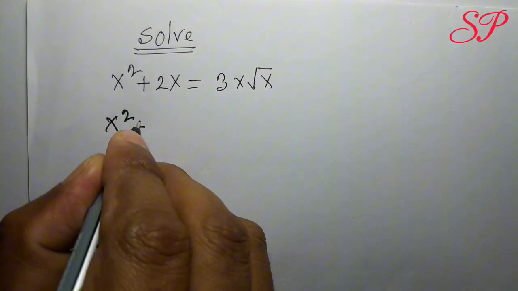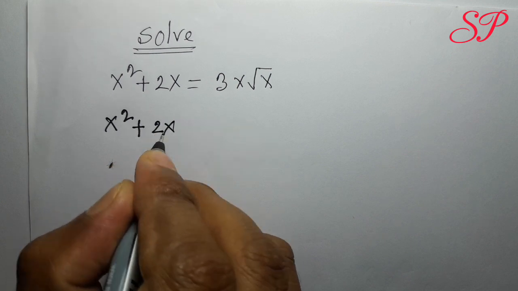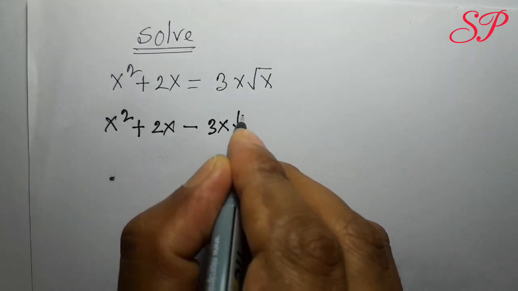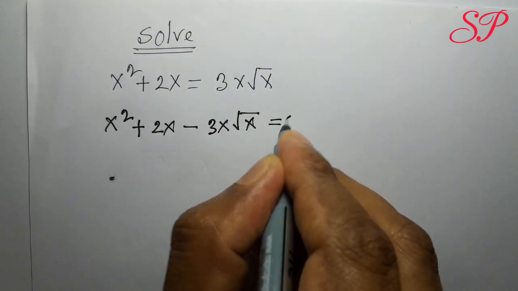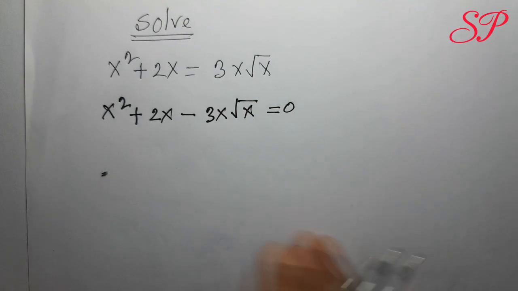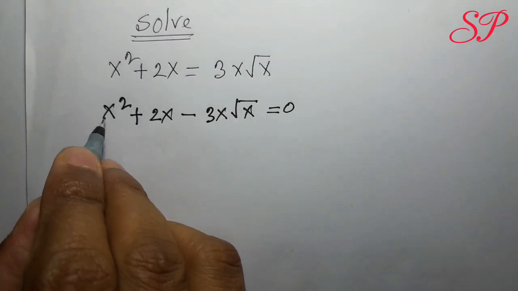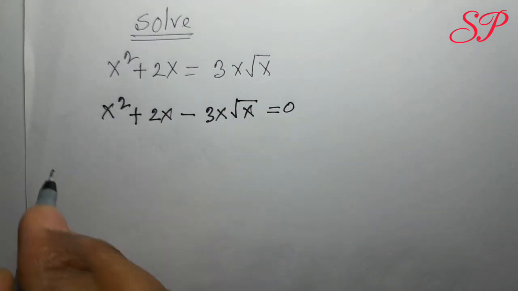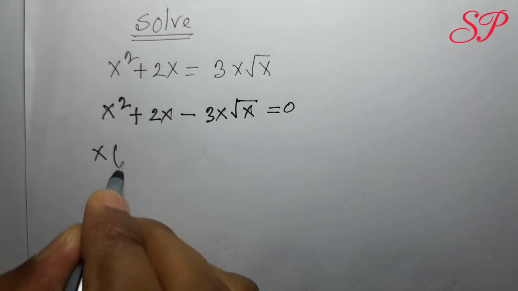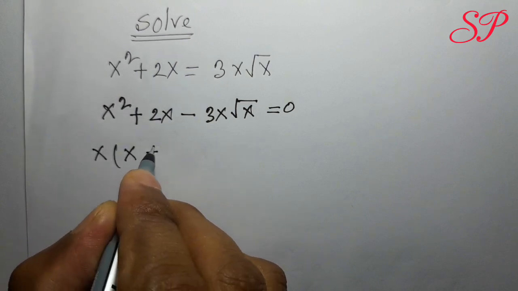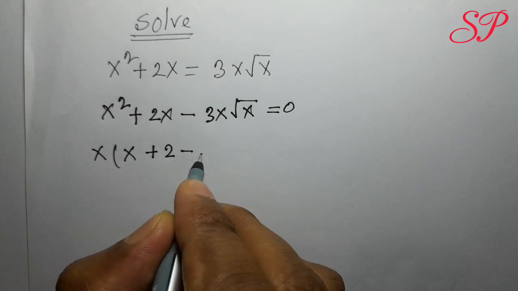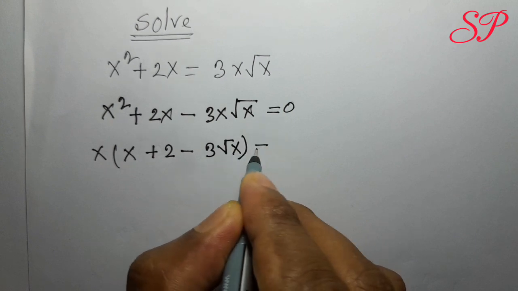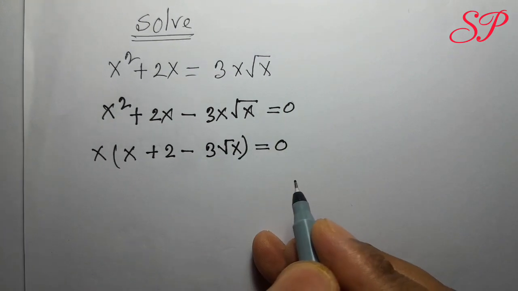x square plus 2x minus 3x root x. Okay friends, then we take common x from x square plus 2x minus 3x root over x. So we take common as x, and we get x times (x plus 2 minus 3 root x) is equal to 0.